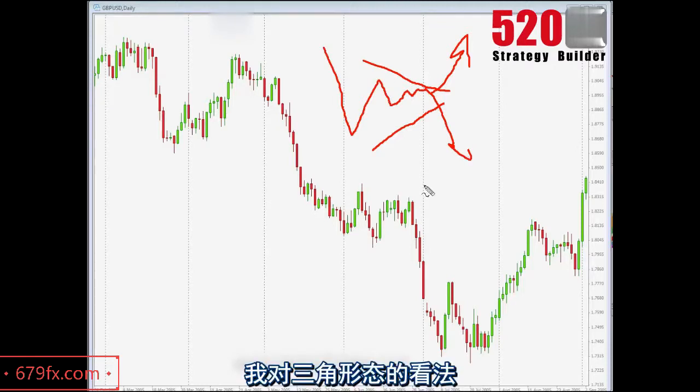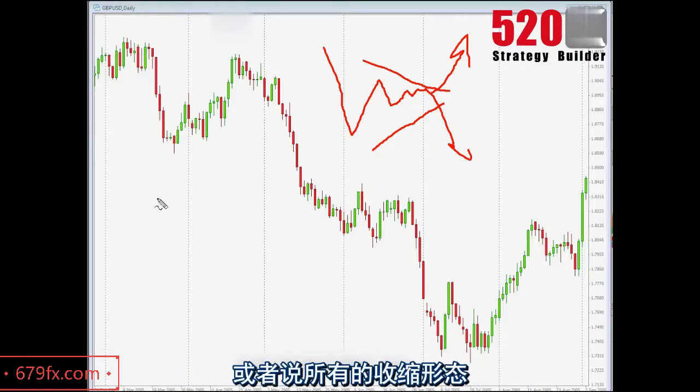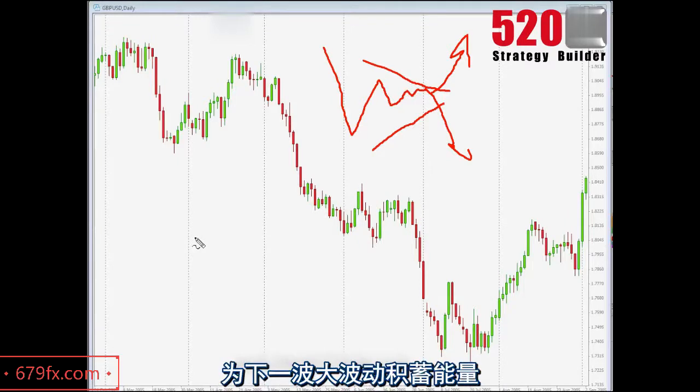Basically, the way I see triangles, the way I always explain them, a triangle or any type of congestion area is basically price needing to take a breather. It needs to slow down a little bit before gathering enough momentum to continue with a whole new swing, hopefully in the direction of the main trend.